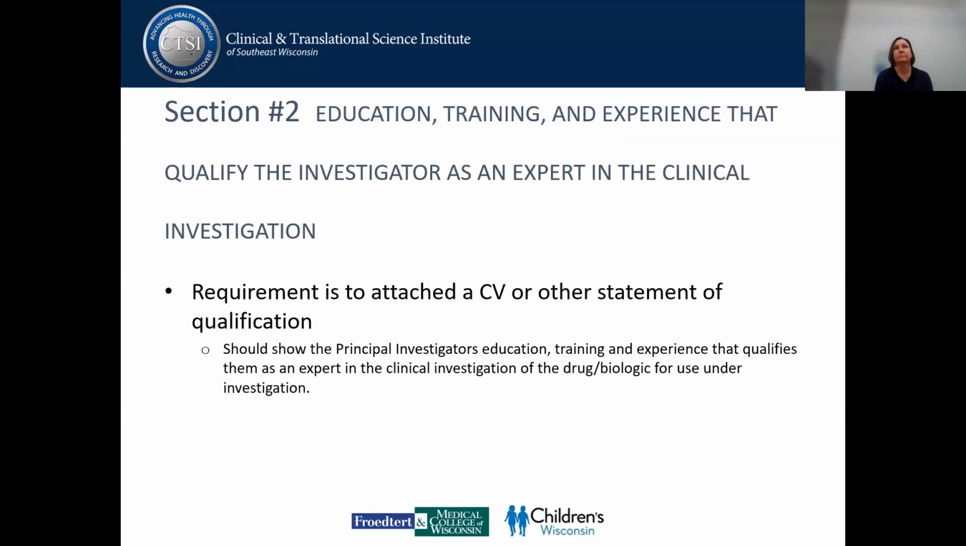Moving towards section number 2, the education, training, and experience that qualify the investigator as an expert in the clinical investigation. This requirement is to attach a CV or other statement of qualification. And it should show the PI's education, their training, their experience that qualifies them as an expert in the clinical investigation of the drug or biologic for use in their investigation. If you're studying something that is a cardiac study, they should have appropriate experience in cardiac research or cardiac drugs. Likewise, if it's maybe a pediatric study, they should have equal experience in that pediatric population shown in their CV.